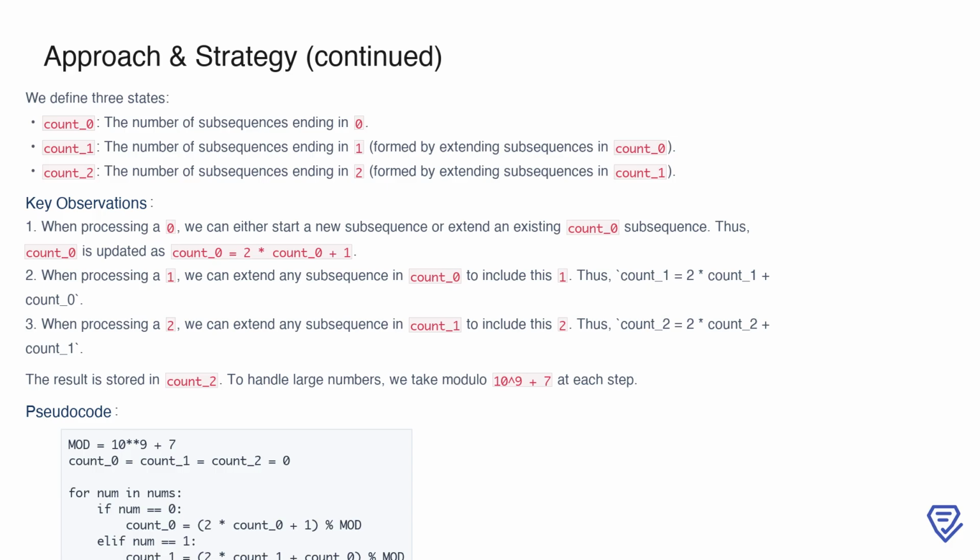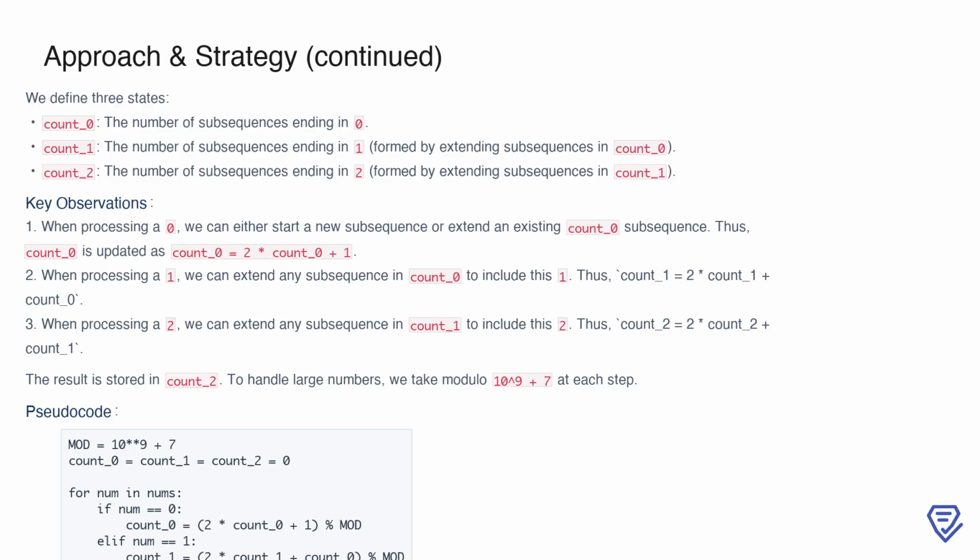To address the inefficiency of the brute force method, we turn to an optimized dynamic programming approach. Instead of generating all subsequences, we aim to track the counts of valid subsequences as we process the array. To do this, we define 3 states: count_0, which keeps track of the number of subsequences ending in 0, count_1, which counts the subsequences ending in 1 that were formed by extending the subsequences in count_0, and count_2, which counts the subsequences ending in 2 that were formed by extending those in count_1.